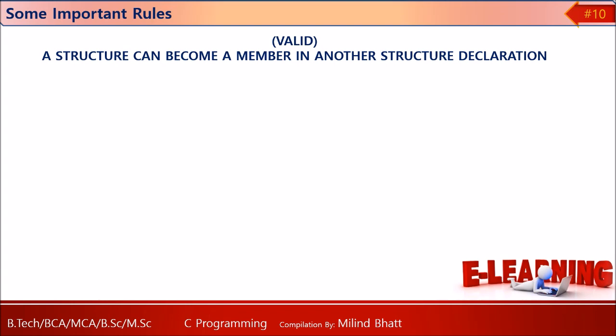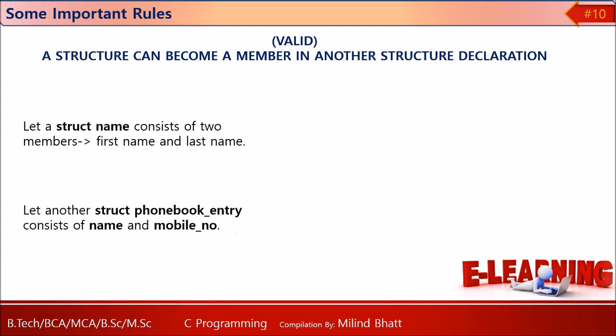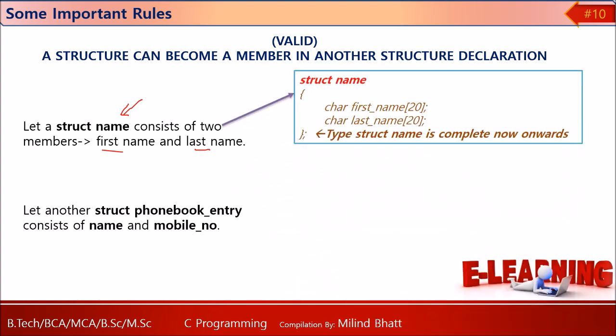Okay, some valid rules. A structure can become a member in another structure declaration. What does it mean? Say, I have a structure whose name is name. It is having two members, first name and last name. Now I want to create one such structure whose name is this: structure name having two members, first name and last name. I am terminating it over here.